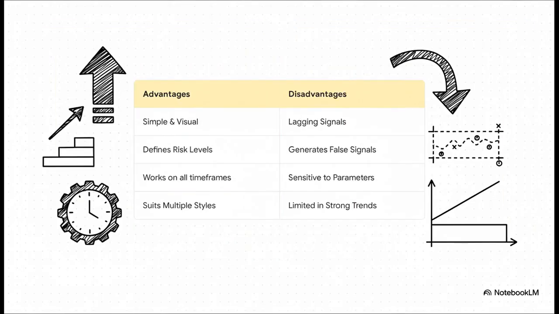All right, so let's get real about the pros and cons here. On the plus side, it's super easy to understand, it's visual, and it's pretty versatile. It gives you some really clear levels for managing risk. But yeah, there are definitely downsides. Since it's based on a moving average, it's always going to be a little bit behind the action. It's a lagging indicator. And it can for sure give you false signals if you haven't set it up right. And in a super strong trend, you might just see the price glue itself to one of the bands for ages, which kind of makes the whole thing less useful.